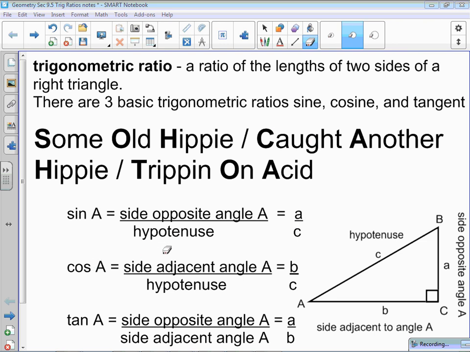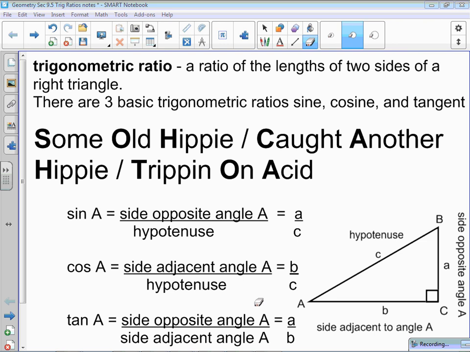Cosine of A is the side adjacent over the hypotenuse. Right, so A over H. So caught another hippie. C for cosine. A is adjacent. H is hypotenuse. So cosine is the adjacent over the hypotenuse. So from angle A, the side adjacent is this side, which would be B, over the hypotenuse, which is the C. So you get B over C.